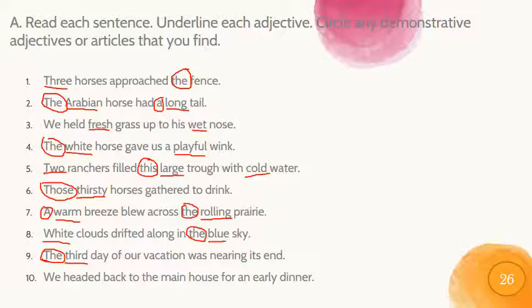Number 10, we headed back to the main house for an early dinner. We headed back to the main house. The is an article. Main is an adjective. For an early dinner. Early also is an adjective.